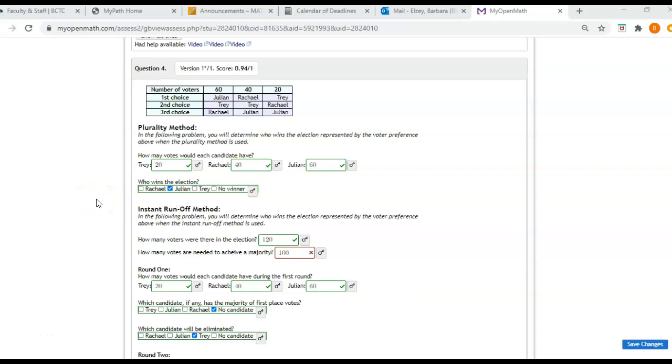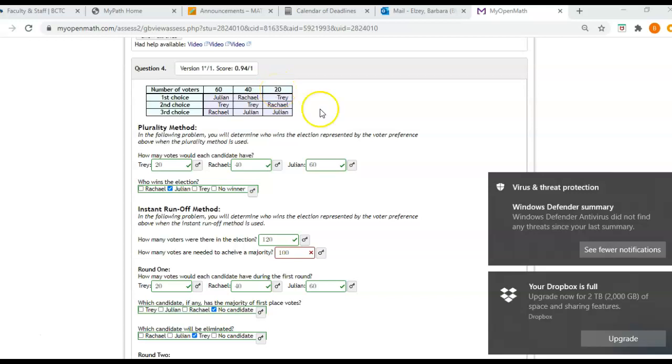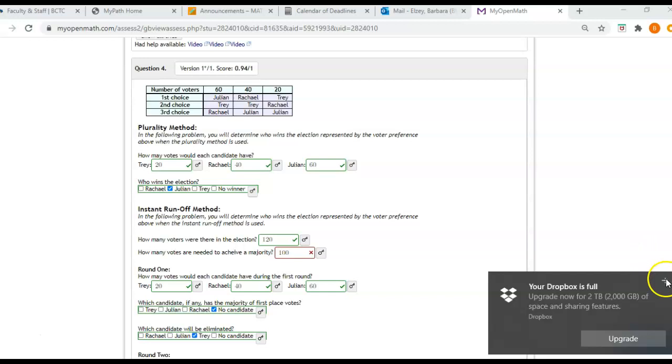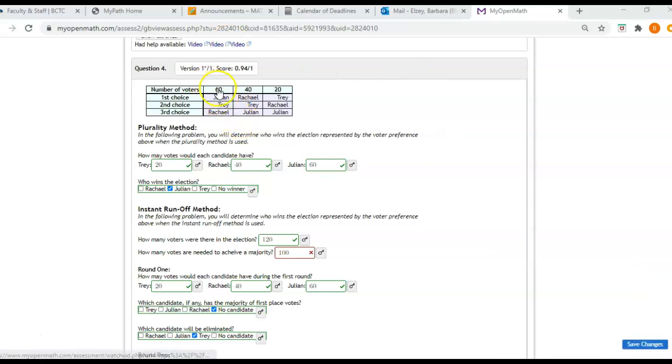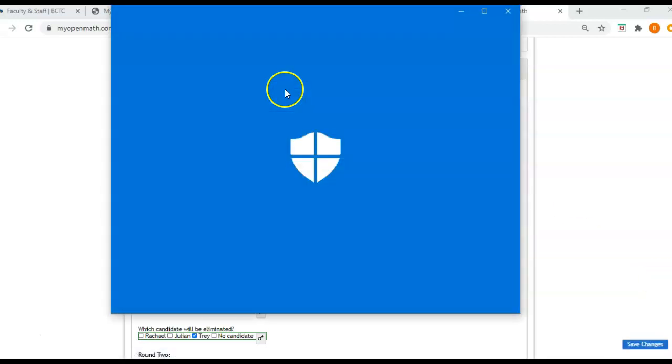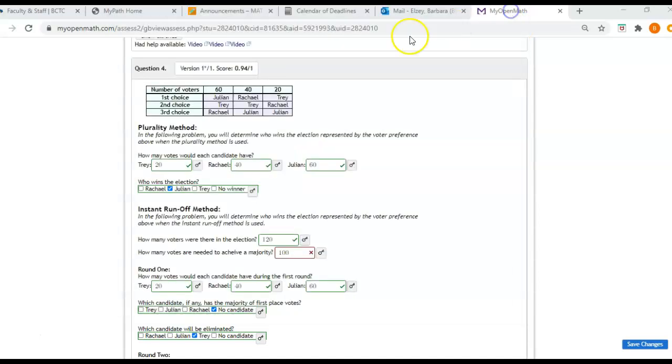Okay, so let's look at a few of these so you can work through them again. This one right here, how many votes are needed to achieve a majority? So if we look at our number of voters up at the top and add them up, 60 plus 40 is 100, plus 20, and sorry that's popping up, kind of annoying. 120 total voters there.